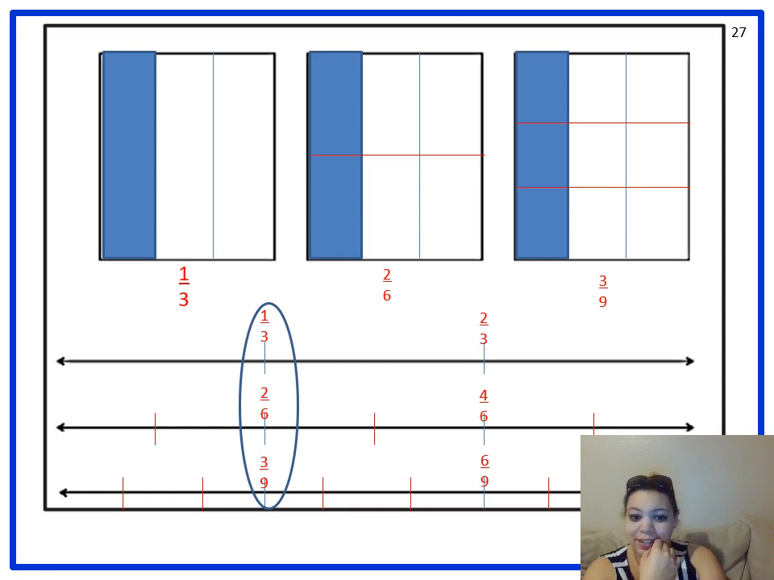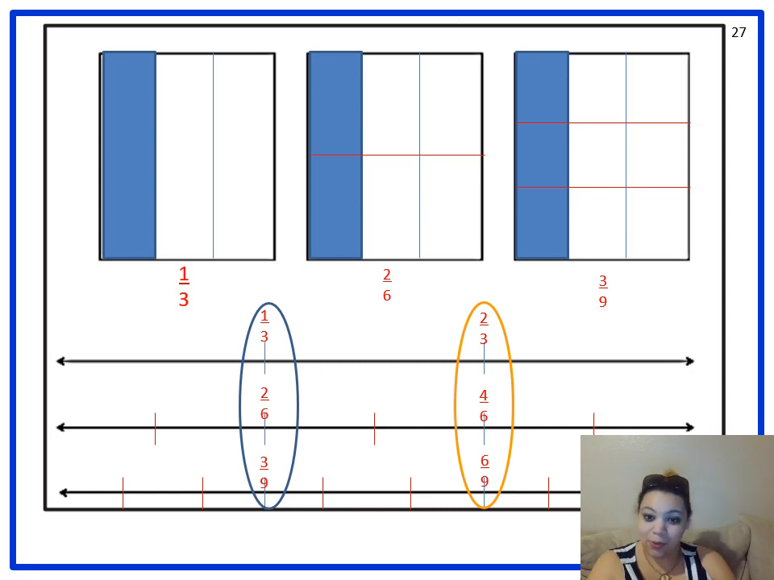Which ones are they? Yes, 2/3, 4/6, and 6/9 are all equivalent fractions as well because they all fall in the exact same spot on the number line. And if we are using our quick equivalent method, we can also know they're equivalent because it skip counts by the numerator 2, 4, 6, and then it skip counts by the denominator 3, 6, 9.